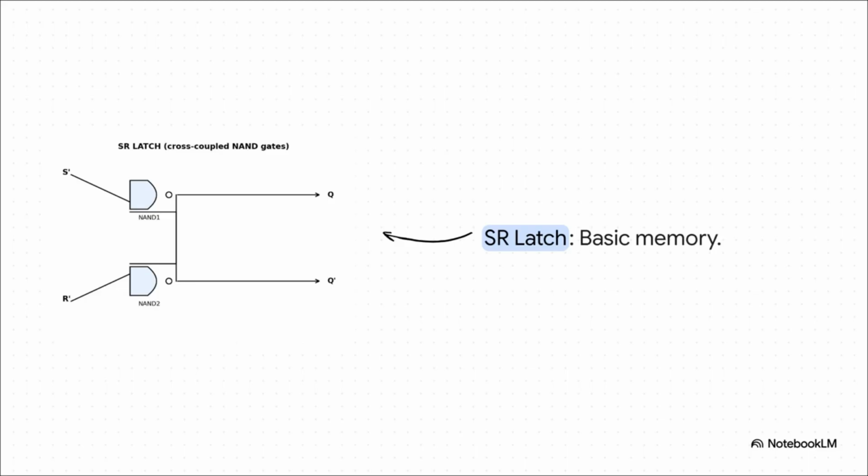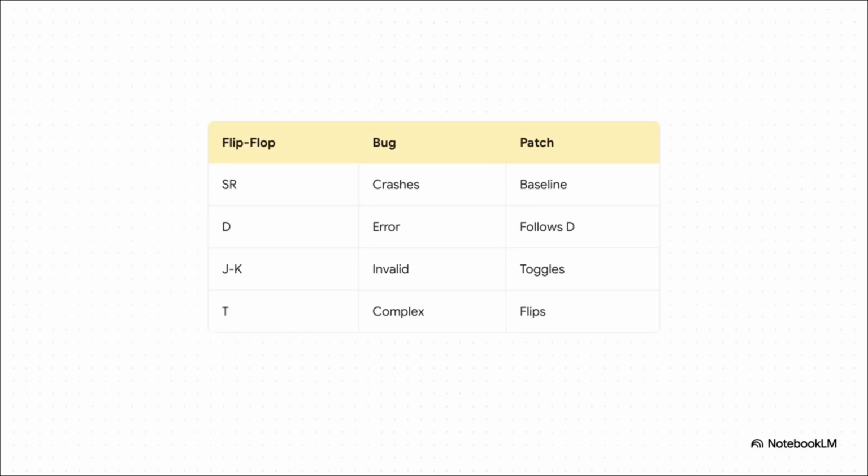But early on, engineers realized the SR flip-flop had a fatal flaw. It has a crash state. If you try to send a 1 to both the set and reset inputs at the exact same time, the circuit's logic just becomes undefined and totally breaks down. So here's the crucial takeaway. You should view each new flip-flop on this table not as some brand new confusing concept, but simply as a bug fix for the previous one.